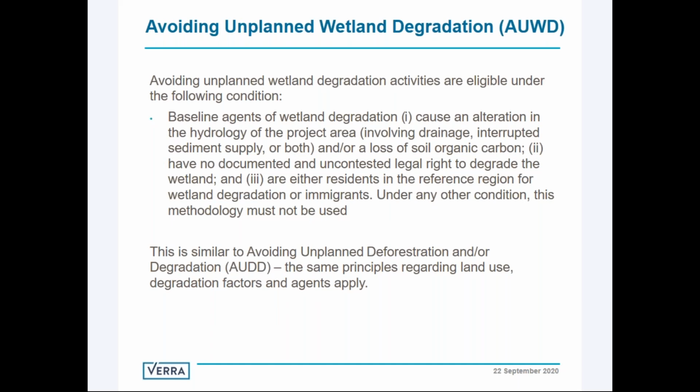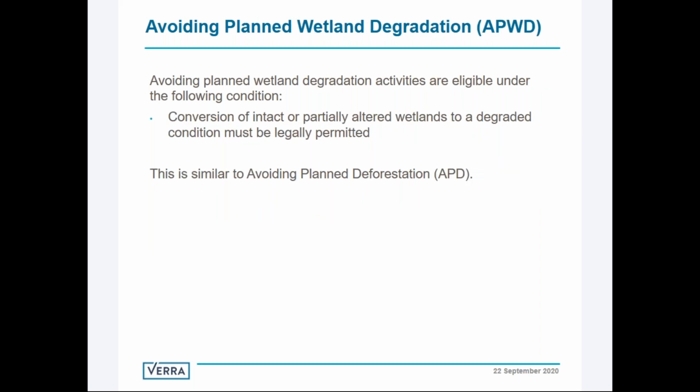There are applicability conditions similar to those for avoiding unplanned deforestation and/or degradation, AUDD. Avoiding unplanned wetland degradation is eligible under certain conditions regarding land use, degradation factors, and agents. Similarly, for avoiding planned wetland degradation, APWD, the applicability condition parallels those for avoiding planned deforestation. The conversion of wetlands must be legally permitted.